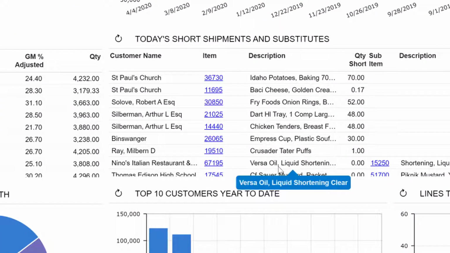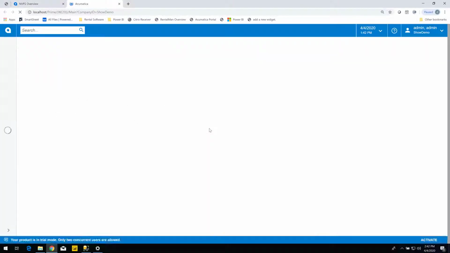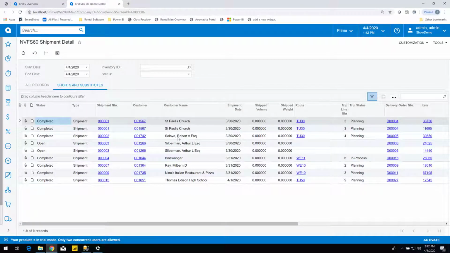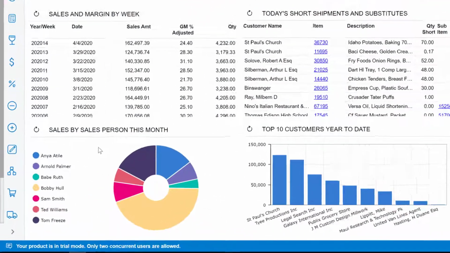From a daily basis, we might want to understand anything that has short shipped or we had a substitute quantity. So if we want the full list, we can just drill into it and we'll see a list of all items that packed yesterday, and either they didn't have the full quantity, they stocked out, or they had to do a substitution. As we scroll down, again, we're combining information.